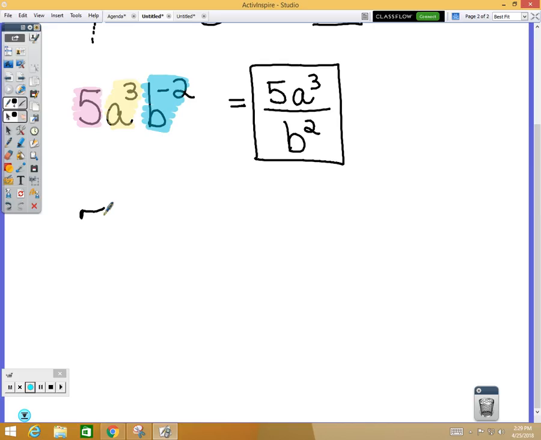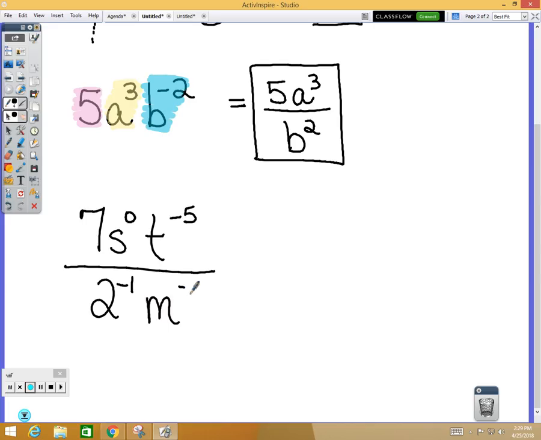If we had 7s to the 0 power, t to the negative 5th power, over 2 to the negative 1st power, m to the 2nd power. Why don't you attempt to simplify that on your own, and then we'll discuss it. Let me actually try to do this now. So when I look at this problem, kind of how I highlighted the 3 different things in the top problem, there's actually like 5 things I need to look at. The 7, the s, the t, the 2, and the m. Okay, I look at all of them separately.